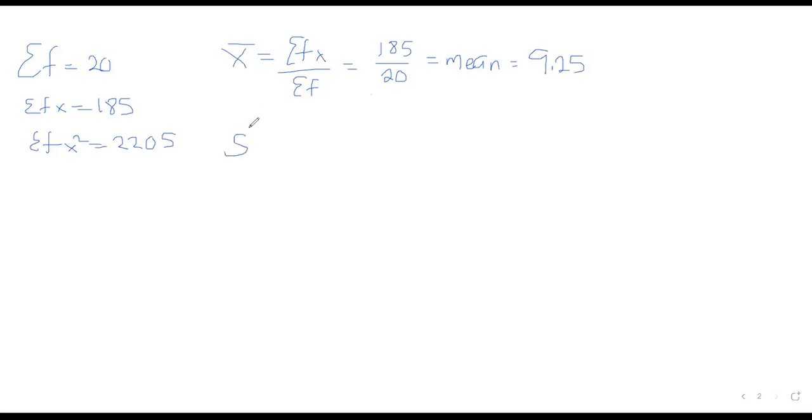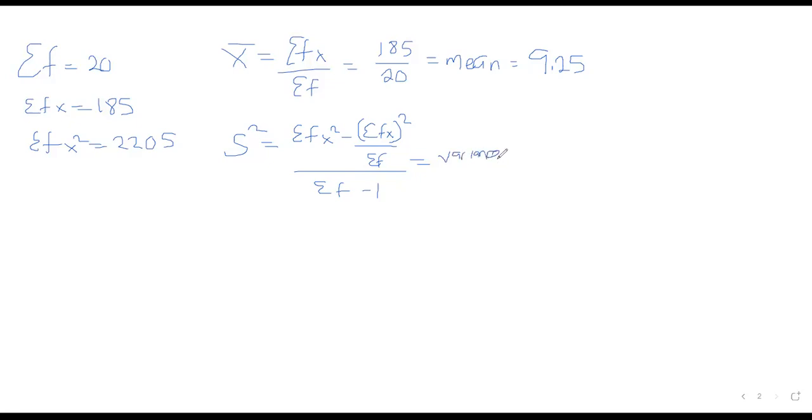The next symbol is called the variance. The variance is given by summation of fx squared minus summation of fx whole squared divided by summation of f, all over summation of f minus 1. This is for sample variance. The minus 1 comes out if we're dealing with a population variance. So this is what we call our variance.